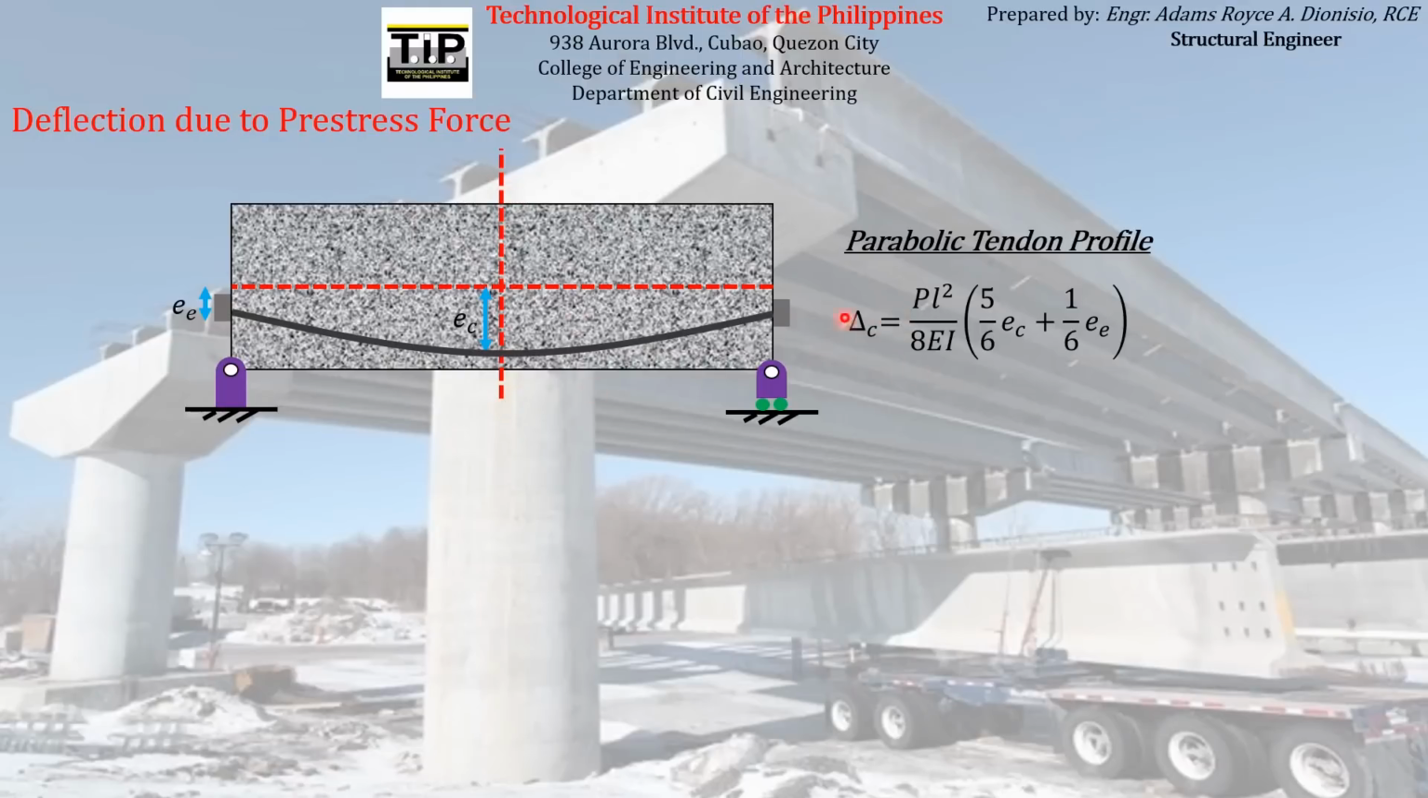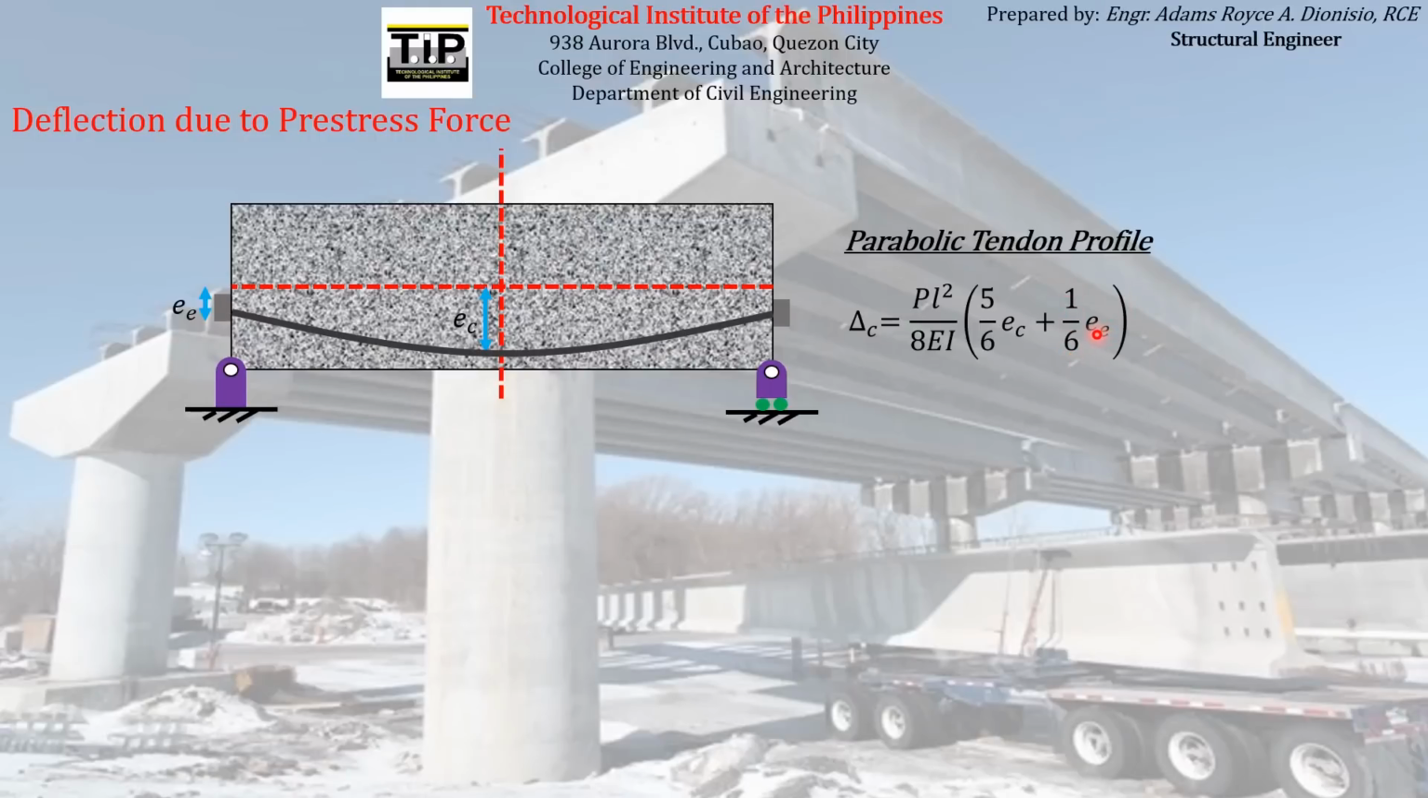So that magnitude of deflection is equal to this formula here: the magnitude of the prestressing force times the span of the beam divided by the product of 8 EI, modulus of elasticity and moment of inertia, times the product of 5 over 6 and the eccentricity at the center, plus 1 over 6 times the eccentricity at the ends.